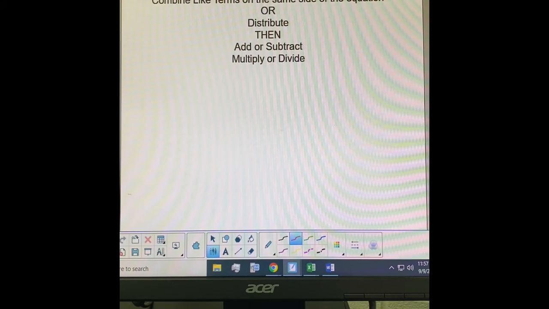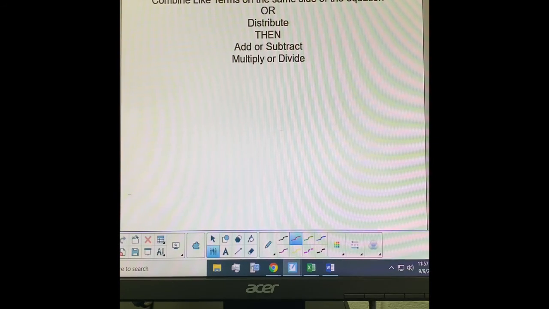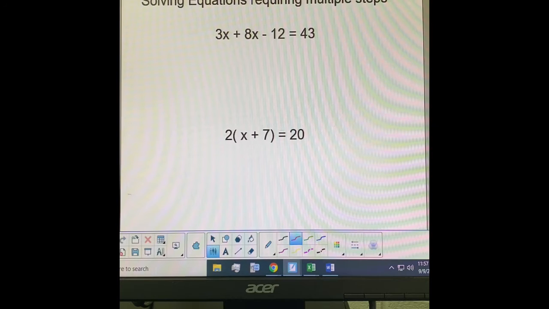Now we're going to add more steps. It's a little bit cut off in the video. You have to combine like terms on the same side of the equation or distribute first. Then you add or subtract, then you multiply or divide. Here you have to combine like terms first.